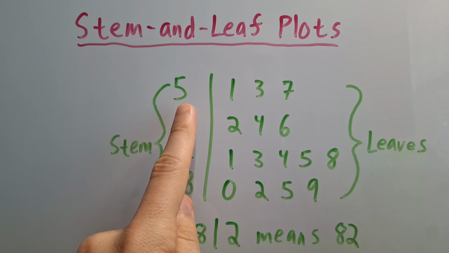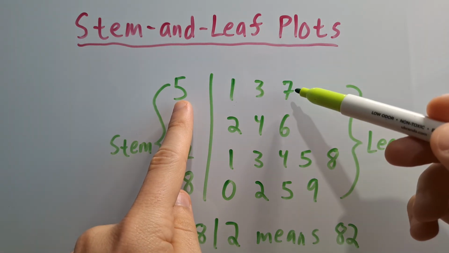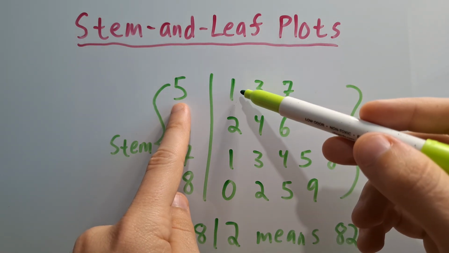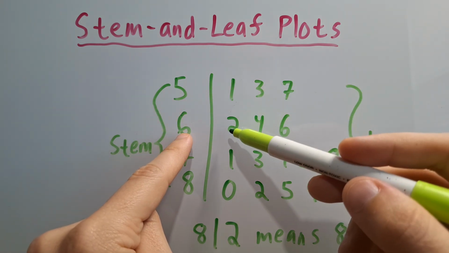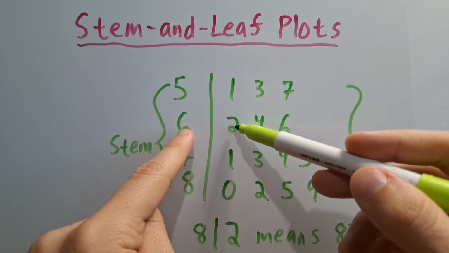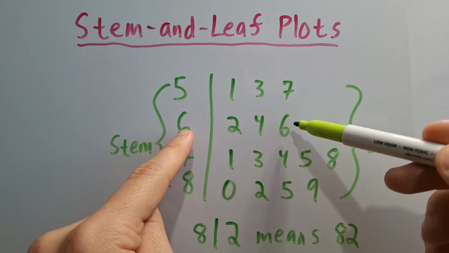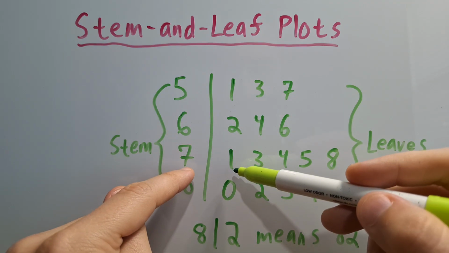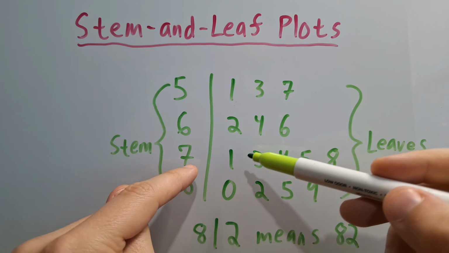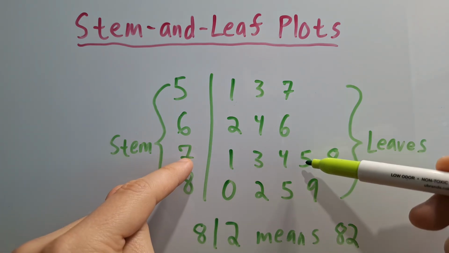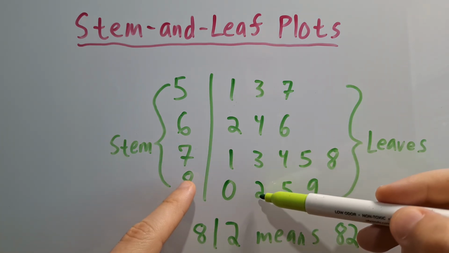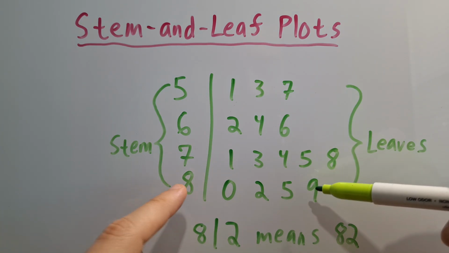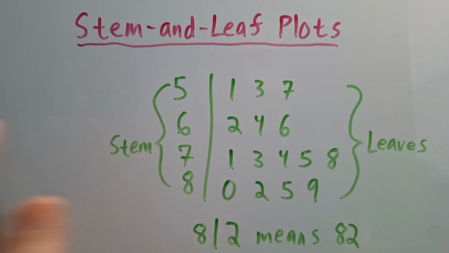For 5, these numbers in order from left to right respectively are 51, 53, and 57. Moving down to 6, I have 62, 64, and 66. Moving down to the next, I have 71, 73, 74, 75, and 78. The last row is 80, 82, 85, and 89. This is your basic setup for a stem and leaf plot.